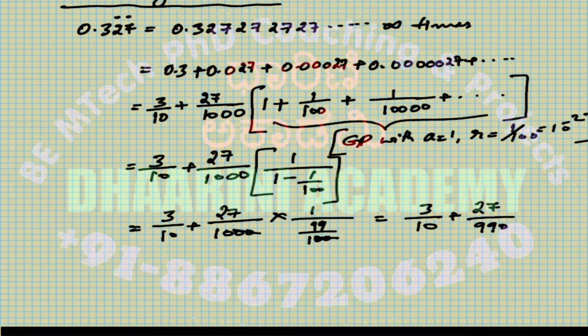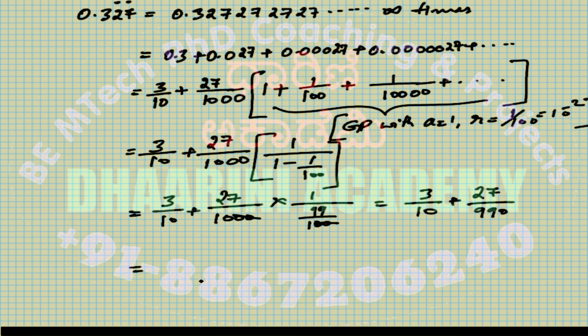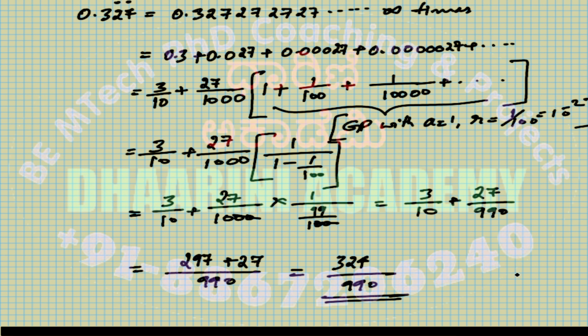Okay, so let's take a common denominator here. So this is 990. When I take 990 as the common denominator, 99 into 3 is 297, plus 27. So this is 324 divided by 990. So this is the fractional form of this number.